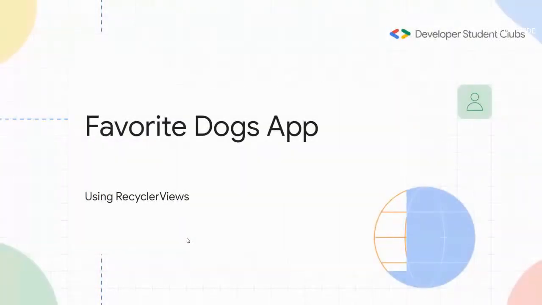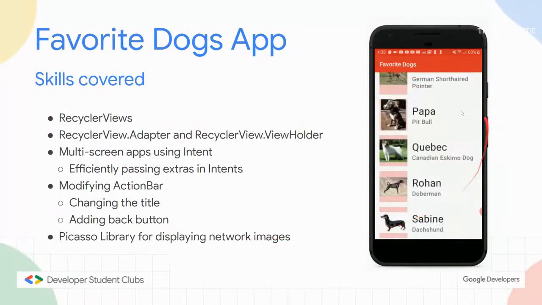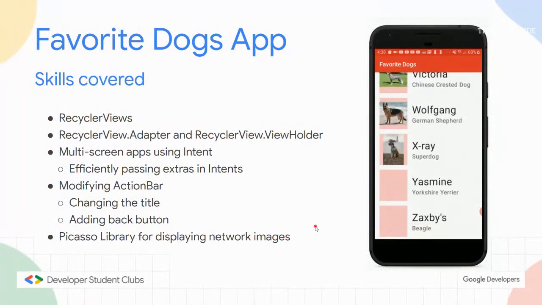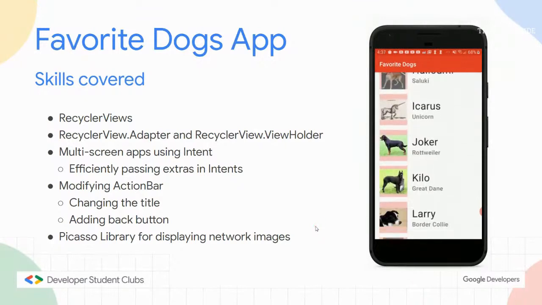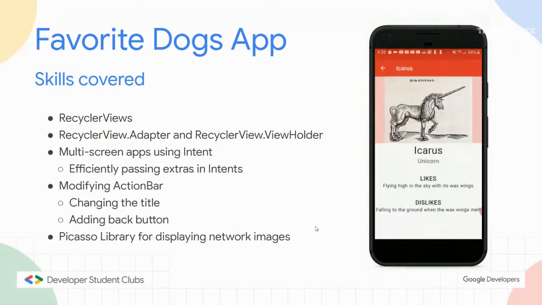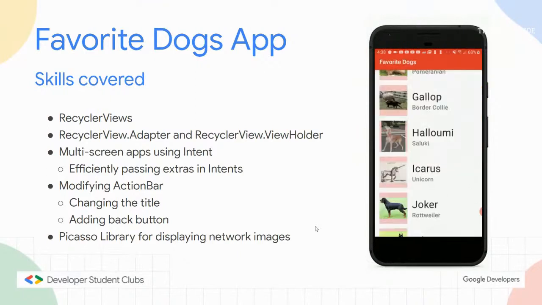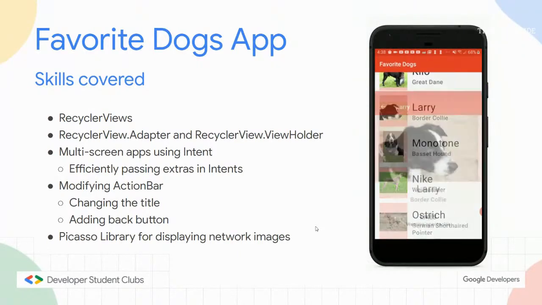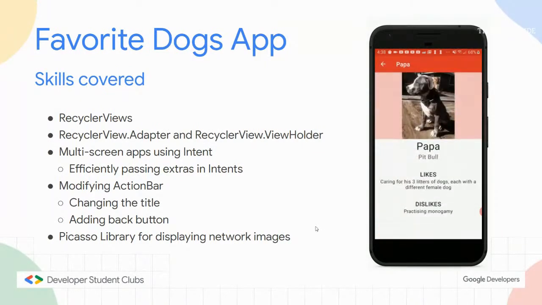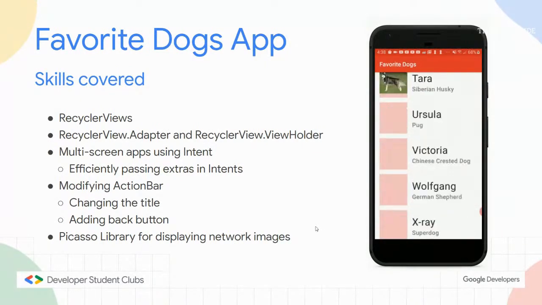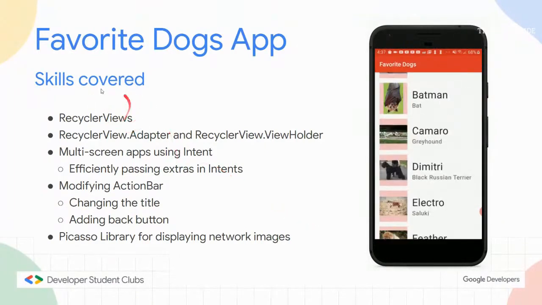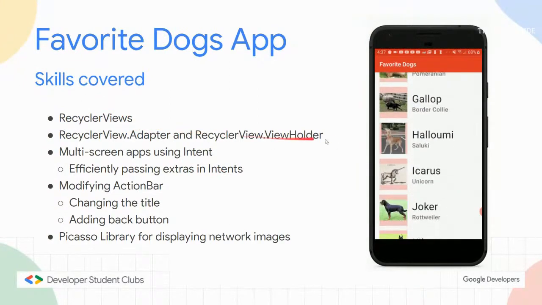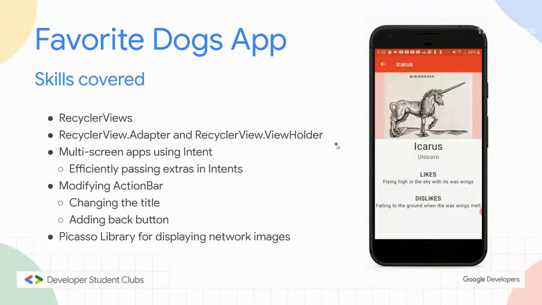So our favorite dogs app using RecyclerView. This is how our app will look. We're going to have a list of this dog information. We have written the list behind the scenes, we don't have to do it now. It's a local list of a dog for each letter of the alphabet. So there are 26 letters, so there are 26 dogs. And the fields are name, breed, likes, and dislikes. So we're mainly going to talk about how to implement recycler views to model this list of dogs.